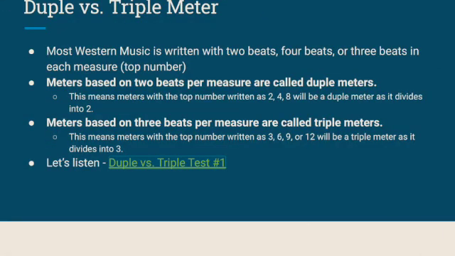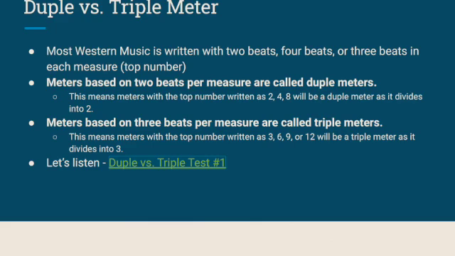All right. The next stuff that we have is duple versus triple meter, and this is not something that you're going to be evaluated on and that you have to do. It's just something to make you a better musician and appreciator of music. So, most Western music is written with 2 beats, 4 beats, or 3 beats in each measure, depending on the top number of our time signature.